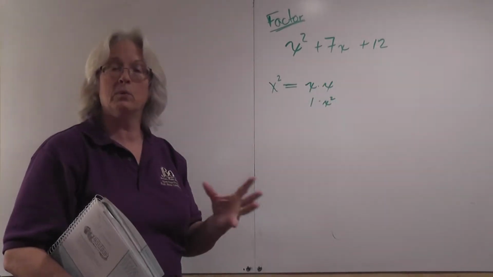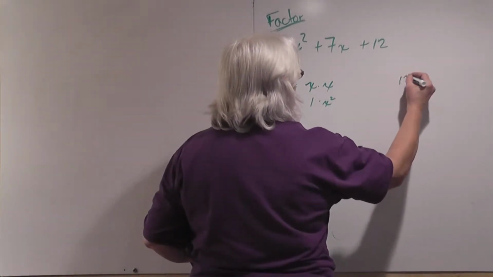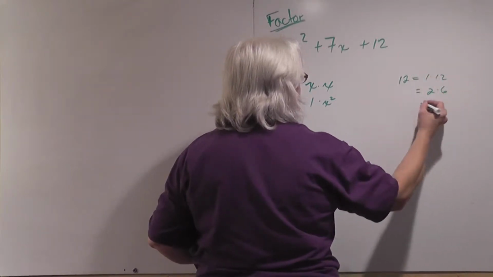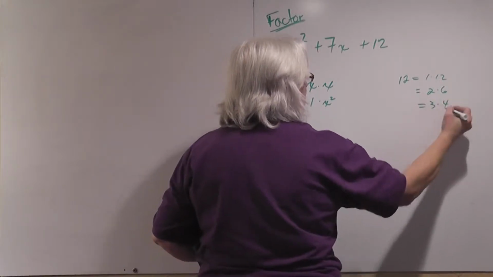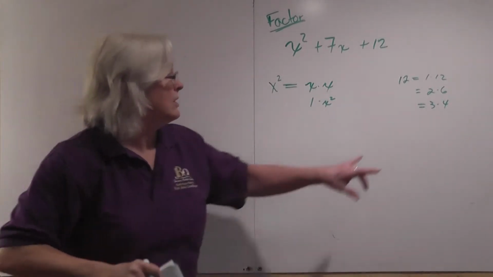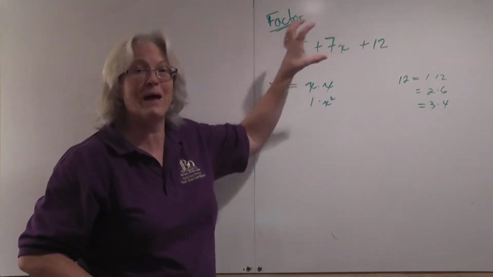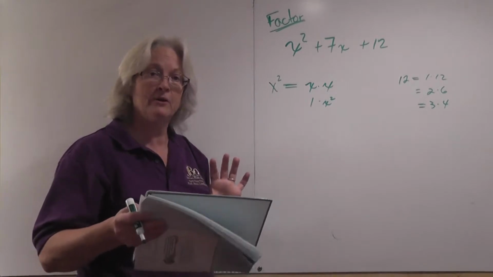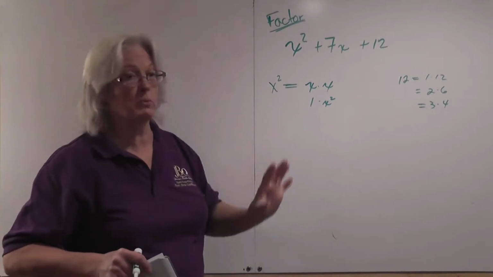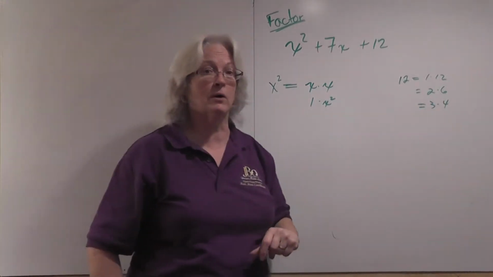Now, let's see what factors of 12 there are. Well, 12, you can say 1 times 12, 2 times 6, and 3 times 4. And we're not worried about the prime factorization here. We're just looking for pairs of factors, because what we're doing is going sort of backwards so that we have two factors where we can use that FOIL method of multiplying together.